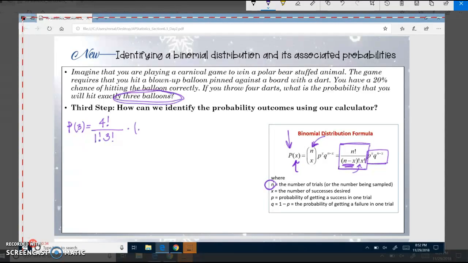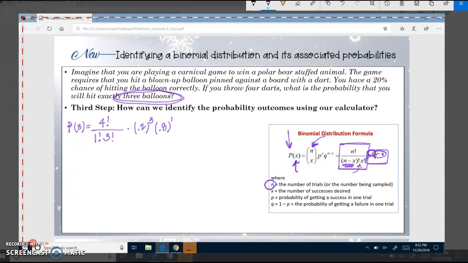Then we multiply it by probability of success, so 0.2, to the x value, so number of successes, which is 3, times our failure value, so 0.8, raised to the n minus x, so number of trials is 4, number of successes is 3, 4 minus 3, this is just going to be raised to the first power.